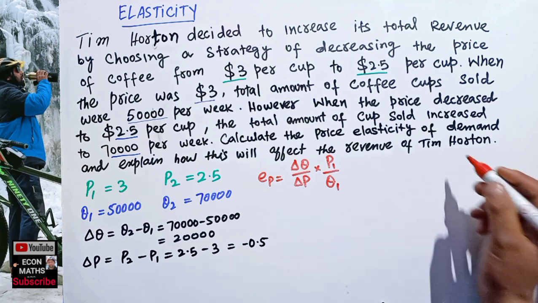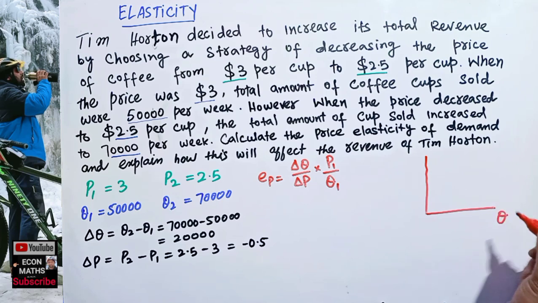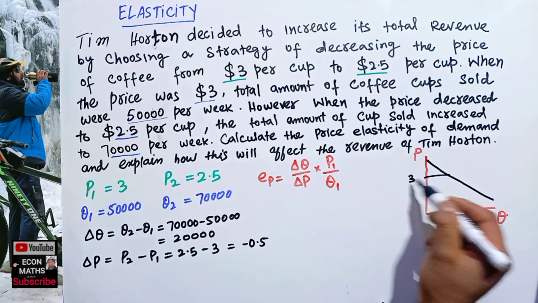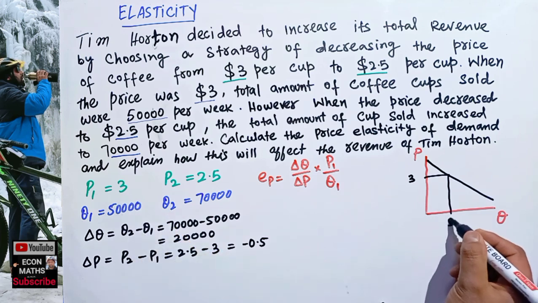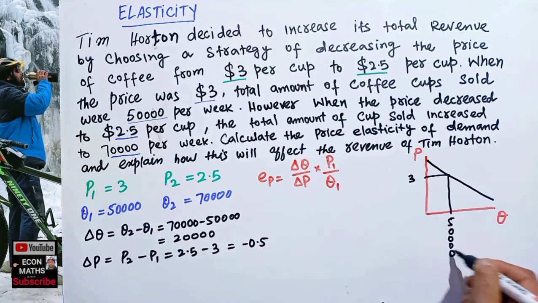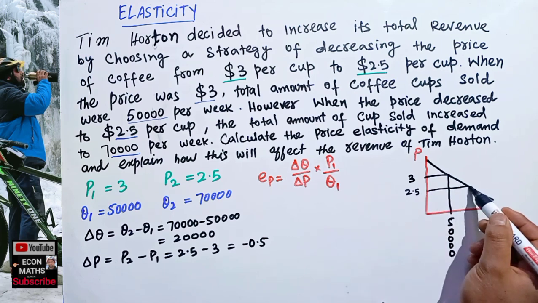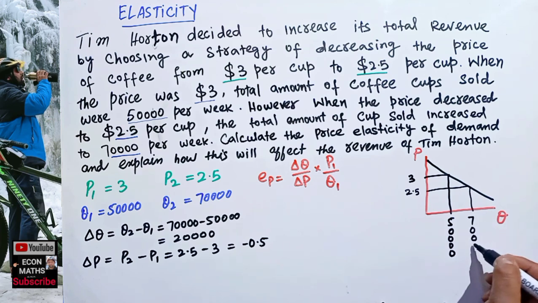And how do we explain it graphically? Let us draw a simple graph. We have quantity on the horizontal axis, price on the vertical axis. We have a downward sloping demand curve. Obviously there is a negative relationship between price and quantity sold. So when price was $3, quantity sold was 50,000. When price dropped to $2.5 per cup, quantity demanded was 70,000.